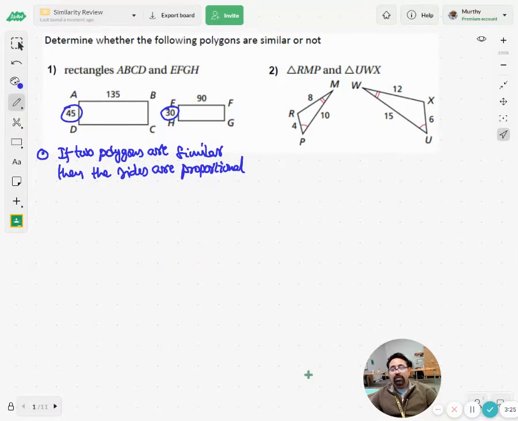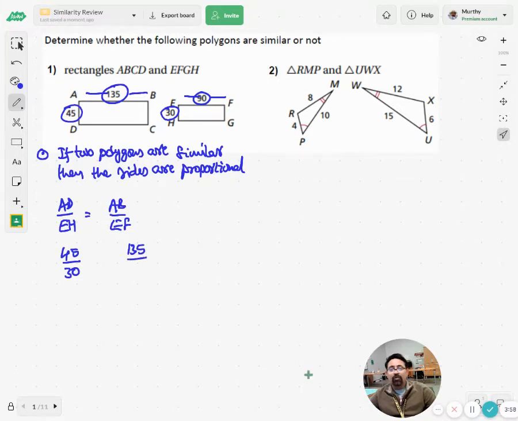So here AD and corresponding side is EH, and if I take AB, corresponding side is EF. So AD over EH equals AB over EF. Now let's plug in the values. AD is 45 units. EH is 30 units. AB is 135 and EF is 90 units. Now let's see whether they are equal or not. Quickly grab a calculator and we can compute.